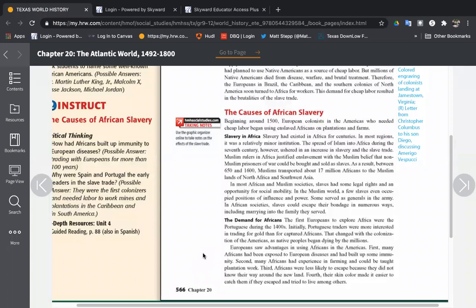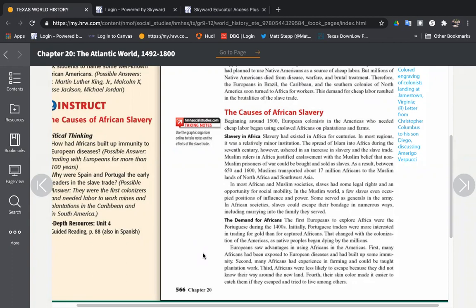Okay, so 17 million people in Africa were already being displaced by people of the Islamic faith because, again, that was part of society. In most African and Muslim societies, slaves had some legal rights and an opportunity for social mobility. And in the Muslim world, a few slaves even occupied positions of influence and power.